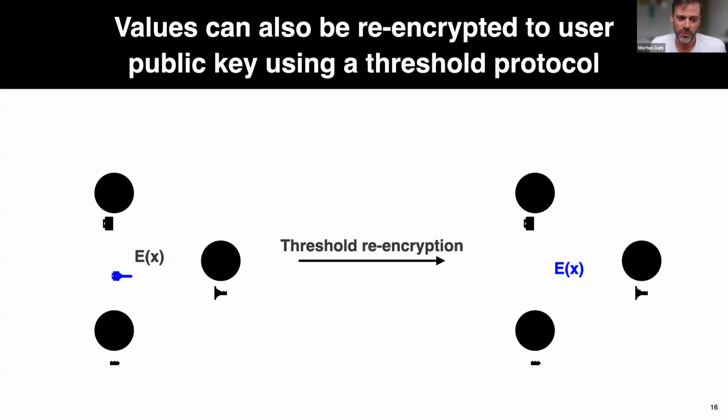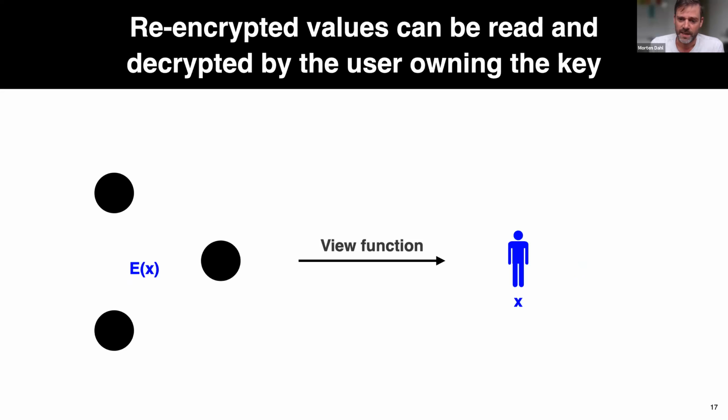So in this case, we have the blue key, which is known by all the validators. We have the ciphertext of X, which is known by all the validators, and then they enter a threshold re-encryption protocol, which turns the encryption of X under the black key into an encryption under the blue key. And in that case, of course, if the blue key was owned by the user, then they can call a view function to download this blue ciphertext and then do the decryption on their own because they own the key, and obtain the plaintext without leaking anything to the validators.